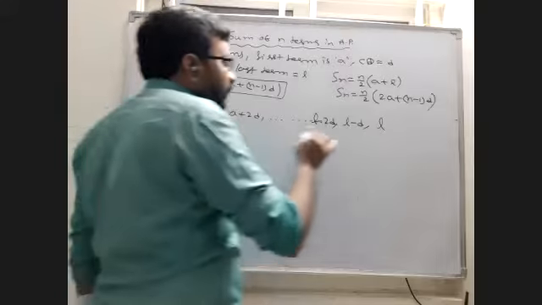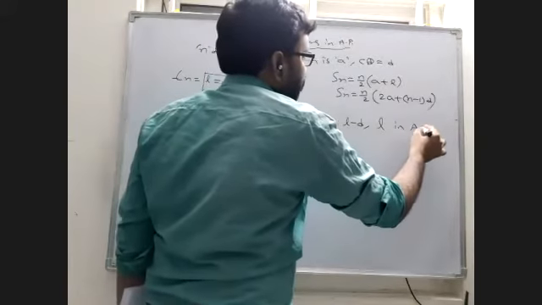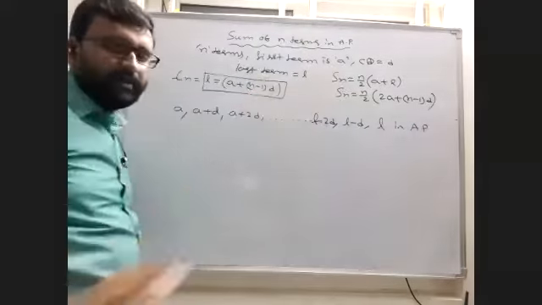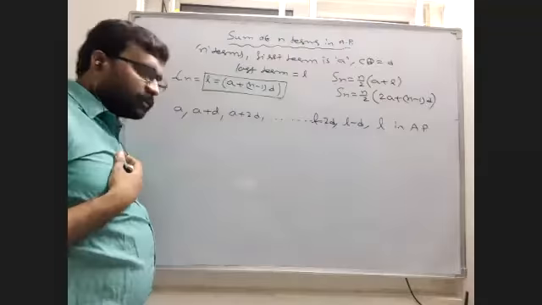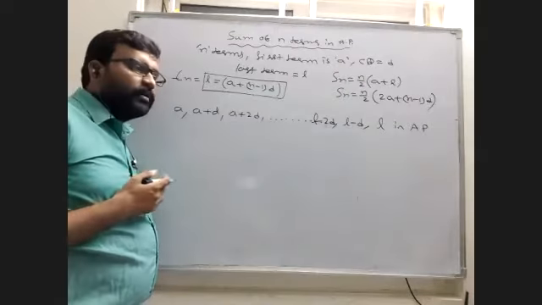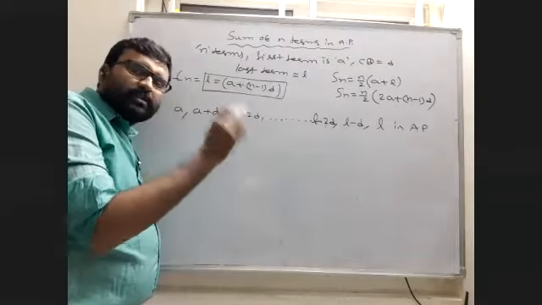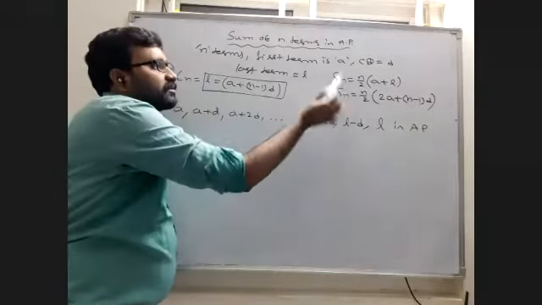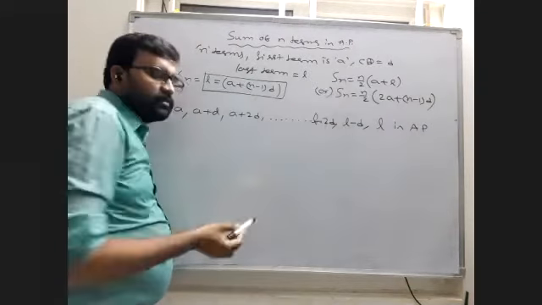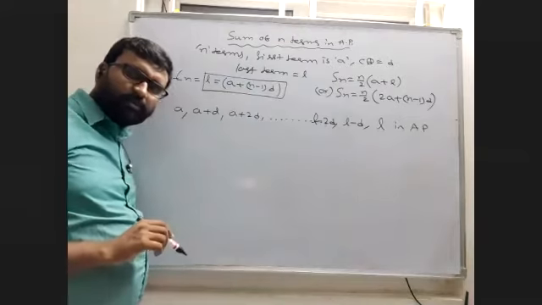These all are in AP, already given. Now we have to prove what? Listen carefully. We have to prove that the sum of all these terms is equal to this or this. Both are the same. I will show you how both are the same.